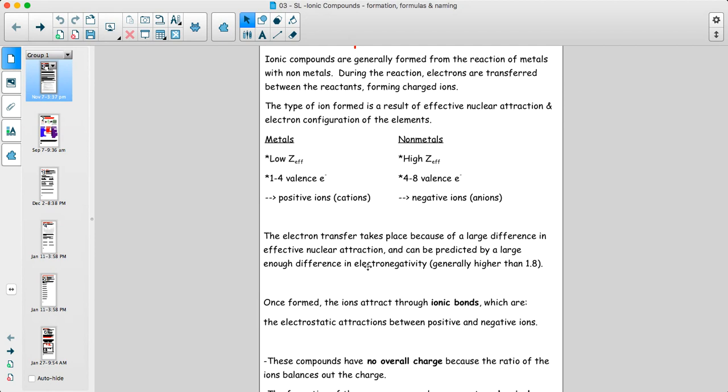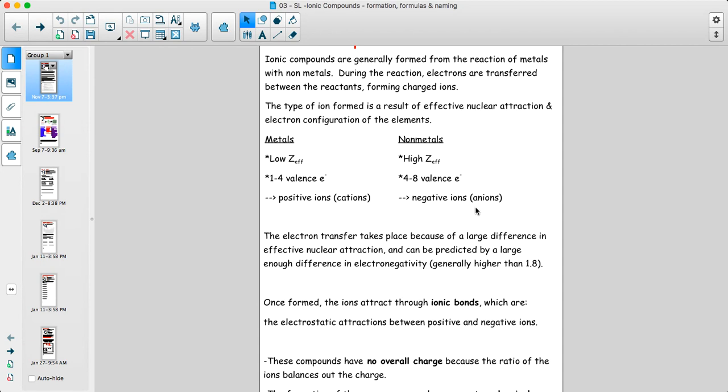If the difference is so large when these two elements come together, then when they react, the nonmetal that has a very high electronegativity, high Z effective, will tend to steal electrons away from the metals. That will form positive ions for the metals after they've lost electrons, and negative ions or anions for the nonmetals. Once we have the positive cations and the negative anions, those two will have an electrostatic attraction between them, and that will become the ionic compound. So as a review, the ionic bond is the electrostatic attraction between the positive and the negative ions.